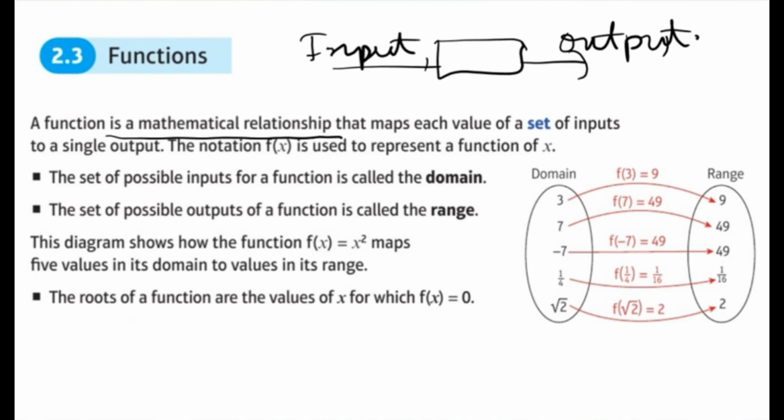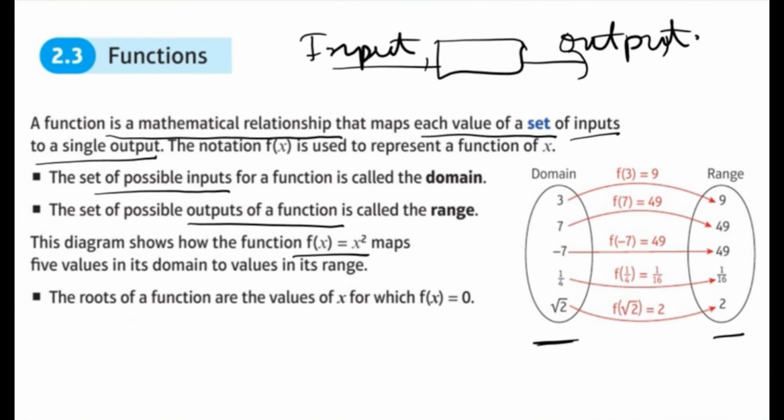A function is a mathematical relationship that maps each value of a set, that we are calling inputs, to a single output. The set of possible inputs we call the domain, and the outputs we are getting we call the range.